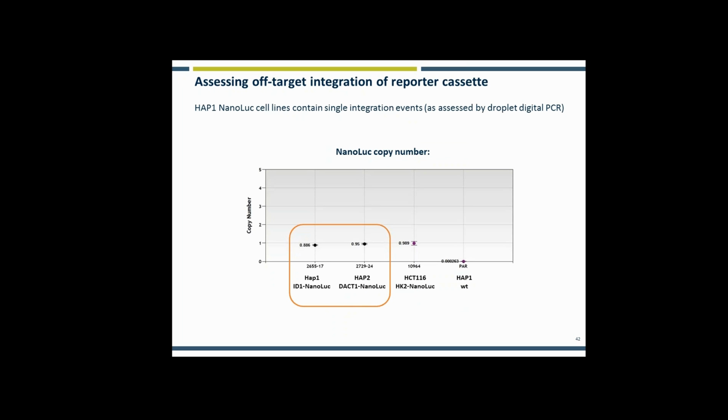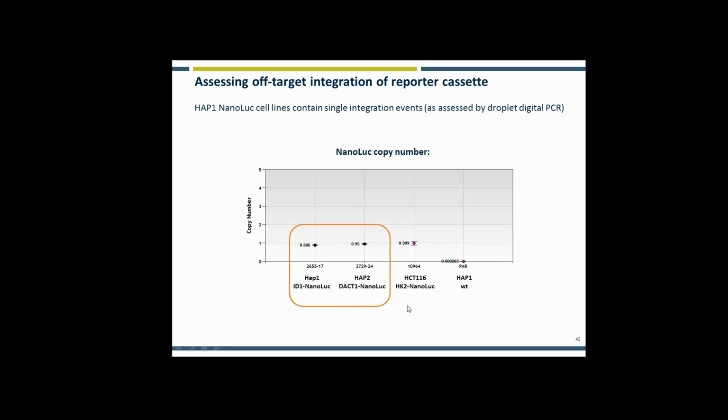Now, importantly, beyond just inserting the tag, you also want to make sure that it's inserted in only a single instance. And we would do this using digital PCR at Horizon, whereby we would ratio the tag itself against our gene of interest. And so you can see here we're using copy number analysis, and we have just a single copy of insertion of the NanoLuc tag into both the ID1 gene and also the DACT1 gene.